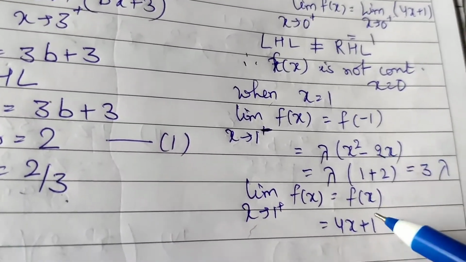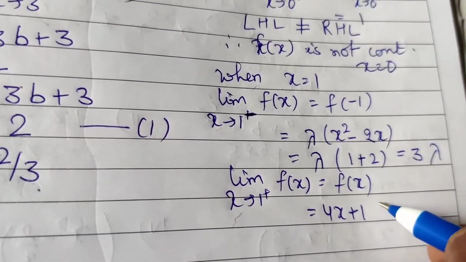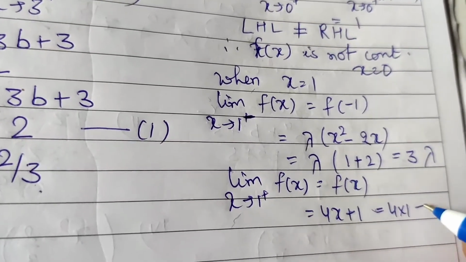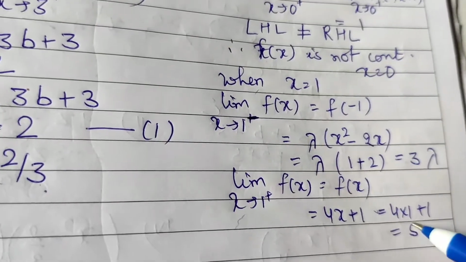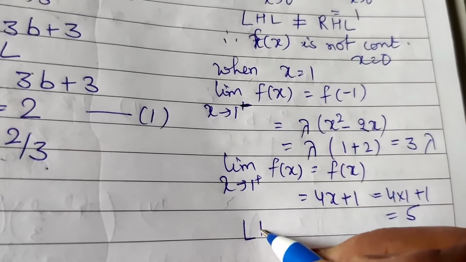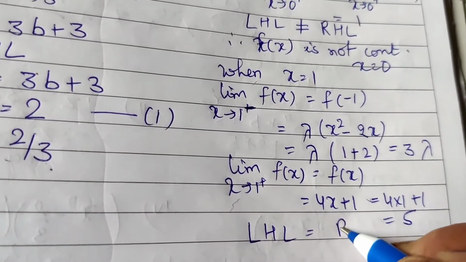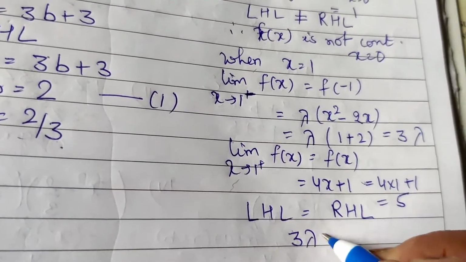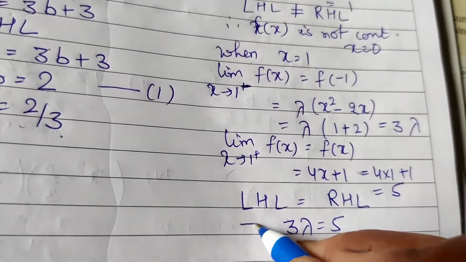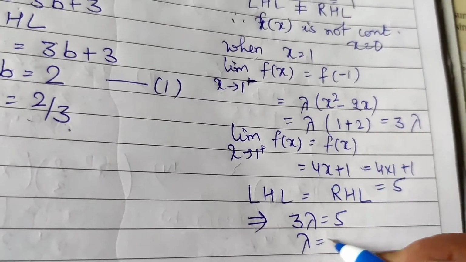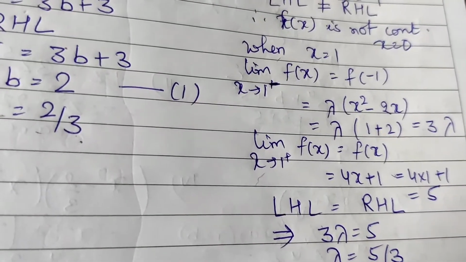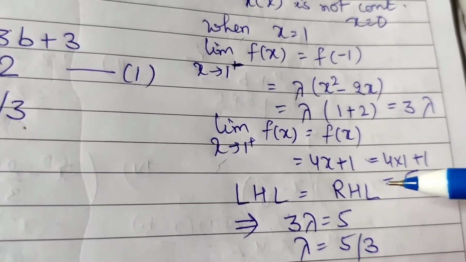We are assuming that it is continuous at x equal to 1. Therefore, 4x plus 1 is equal to 4 into 1 plus 1, it is 5. By the continuity rule, left hand limit equal to right hand limit. So we can say 3 lambda equal to 5, lambda equal to 5 by 3. It is continuous at x equal to 1 when the value of lambda equal to 5 by 3.